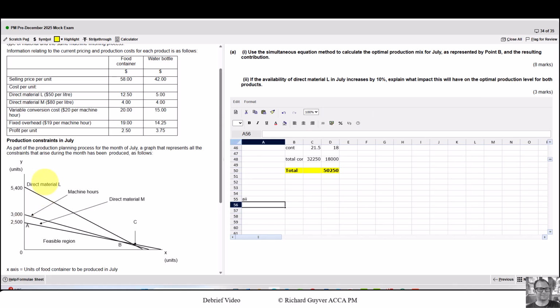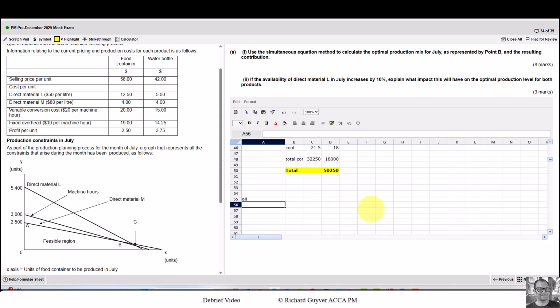Well, direct material L is represented by this line. So if the availability increased, this line would move upwards and outwards in this direction, from where it is, upwards and outwards. Because the optimum point is this side of it, i.e. below and to the left, moving that will have no impact on production level because we already have a surplus of material L based on the optimum production.